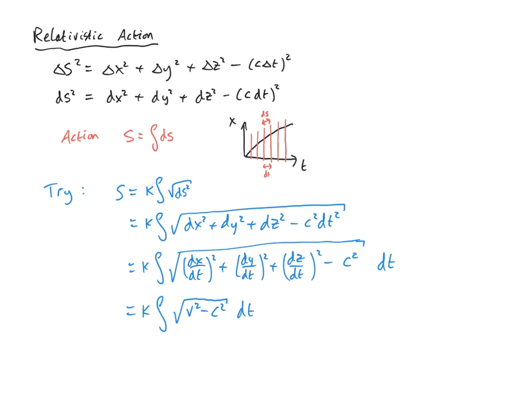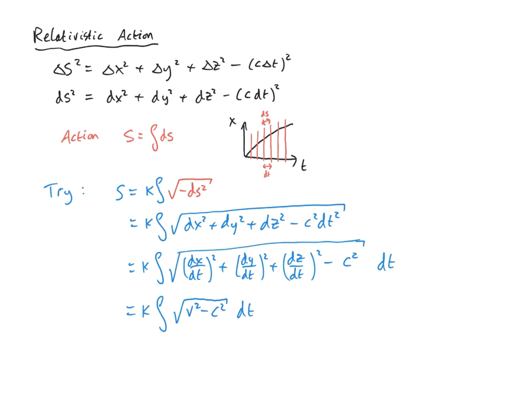Actually, what we want to do is use a different action. We want to use, as our original guess, the square root of minus ds squared. So let's go back to the beginning here and replace this by the square root of minus ds squared. So I'll erase this and write in square root of minus ds squared.